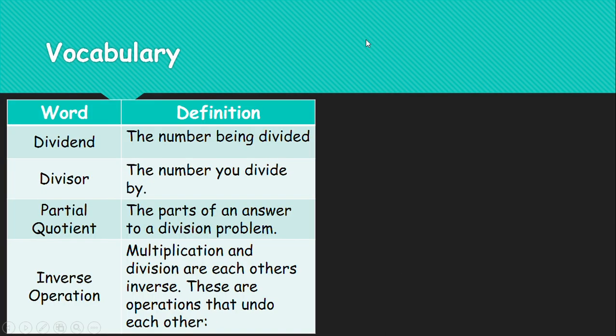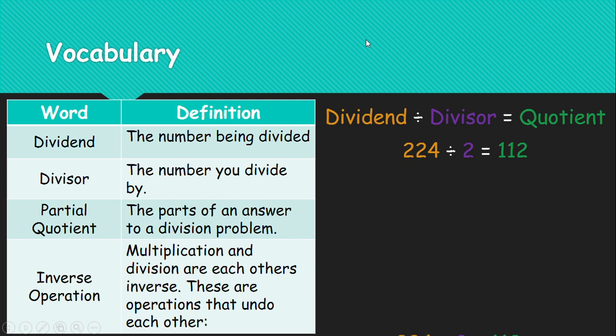So I always have your vocabulary because it's really important that we use mathematic terms in math. So dividend is the number being divided. Divisor is the number you divide by. Your quotient is your answer. And then partial quotients here is the parts of an answer to a division problem. And then inverse operations is in which multiplication and division are the inverse of each other, so they basically can undo each other. And I provide the same examples that I've been providing.